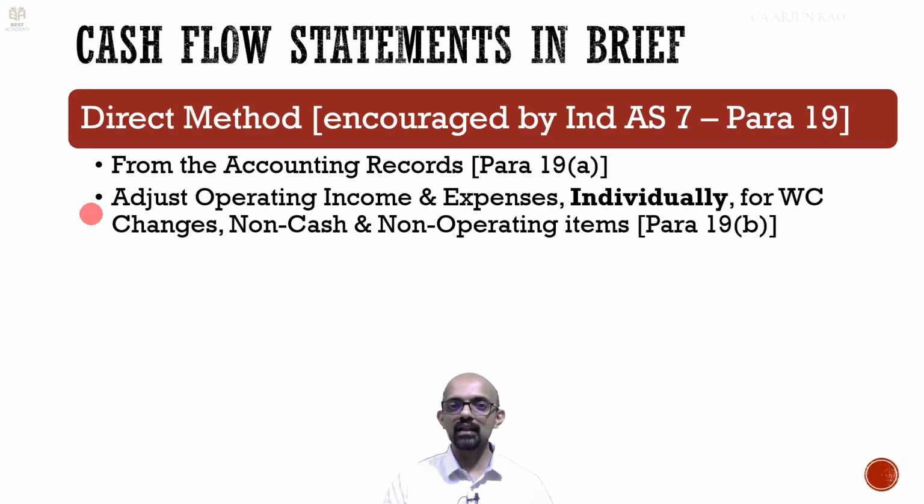So essentially, in the exam, if they don't give you the line items, what do we do? We prepare debtor account, creditor account, we identify what is received from debtor, paid to creditor, or we prepare working notes. So that can also be done in the cash flow statement. Okay, that is permitted by para 19b.